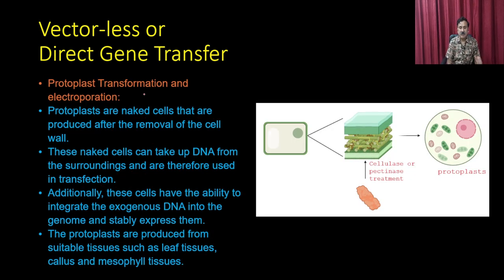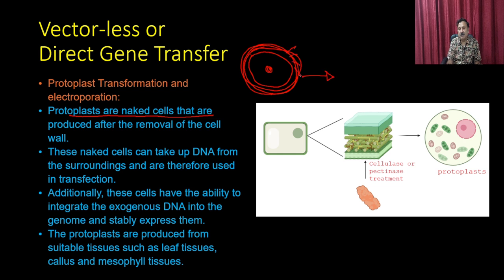So, protoplast transformation and electroporation. Protoplasts are naked cells. If you know that the plant has a cell wall, right. So, it has a thick cell wall, and then within this you are going to have a plasma membrane, right. So, this is the plasma membrane, and within this you are going to have a nucleus and all of that. So, if you get rid of the cell wall, then you are going to generate a cell which is called the protoplast, which contains the nucleus.